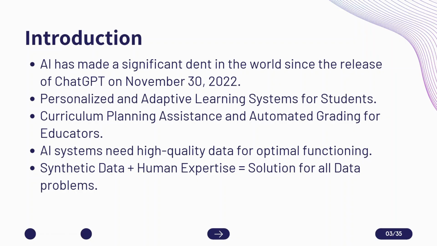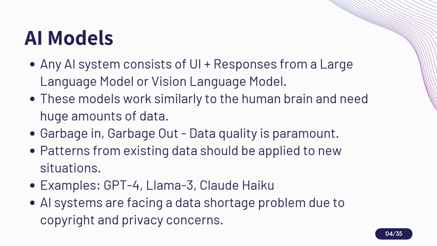Before defining synthetic data, let us discuss the working of an AI model briefly. Any AI system consists of a large language model or a vision language model and an interface for users to interact with it. GPT-4, Gemini, Claude, and Llama are some of the widely used AI models. These models work very similarly to the human brain, which processes information and learns from experience. For AI to work effectively, it needs data to identify patterns, learn from them, and apply these to new tasks.